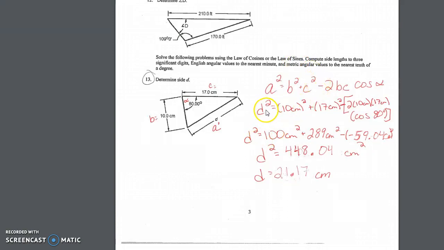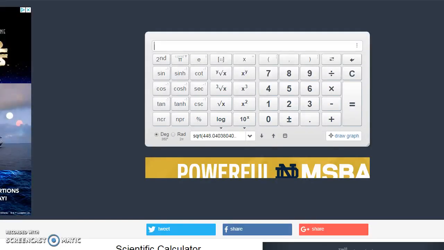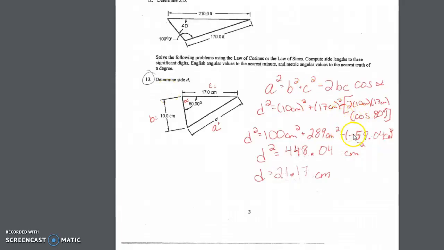When I do my d squared, because a is equal to d, plus b squared, so 10 squared, plus 17 squared, minus the product of 2 times 10 times 17 times the cosine of 80. So if I go to my calculator, 2 times 10 times 17 times the cosine of 80 degrees, make sure you're in degrees, that's going to equal 59.04. When I minus a negative 59.04, that's going to become plus 59.04.